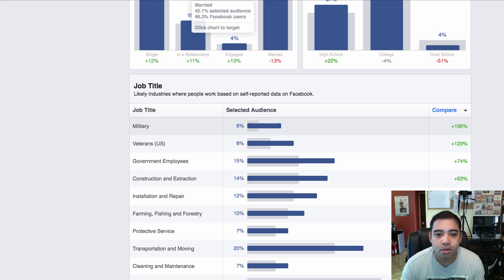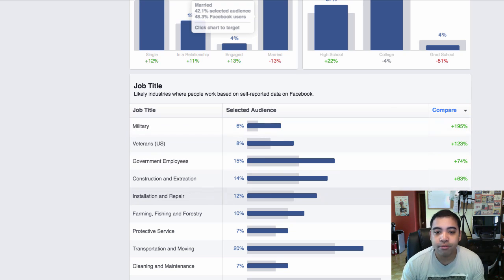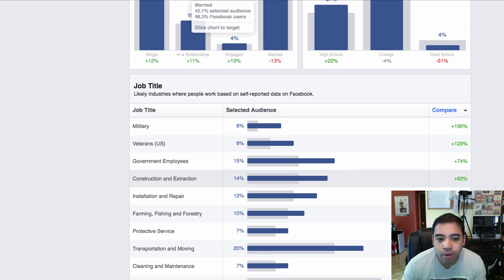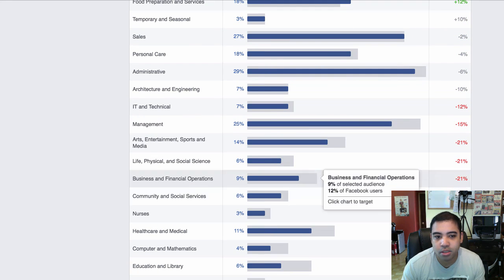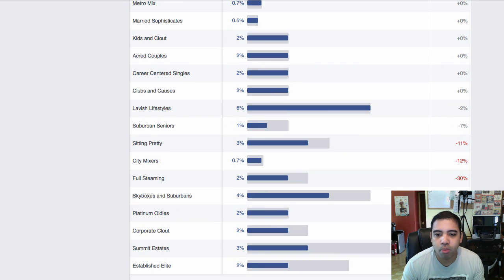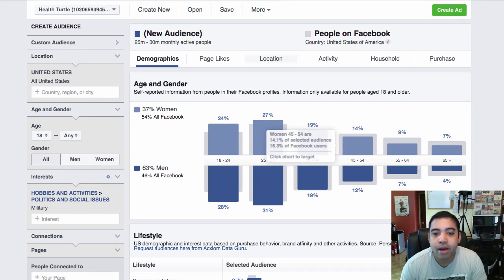The job titles are based on the job description they put on their Facebook profile, so you can find out exactly what type of jobs they hold. A lot of them put military, veterans, government employees, transportation and moving, production, management, healthcare. There's a whole bunch right here, a lot of data that you can use.